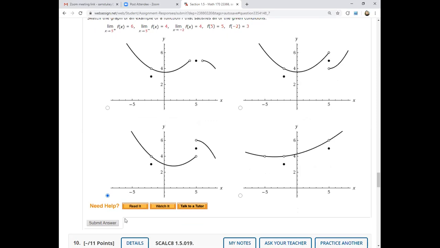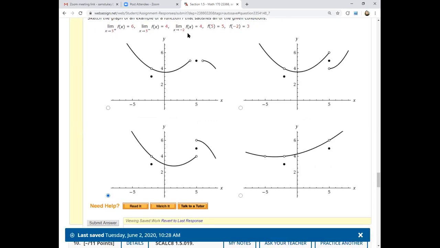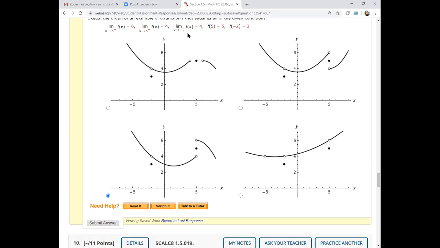So now let's make sure that our third condition is met. The limit as x approaches -2 from any direction should be 4. Well, if I'm approaching -2 from either the left or the right, I have a hole, but it's not the dot that I'm approaching, it's the hole. So -4, so it's the bottom left.